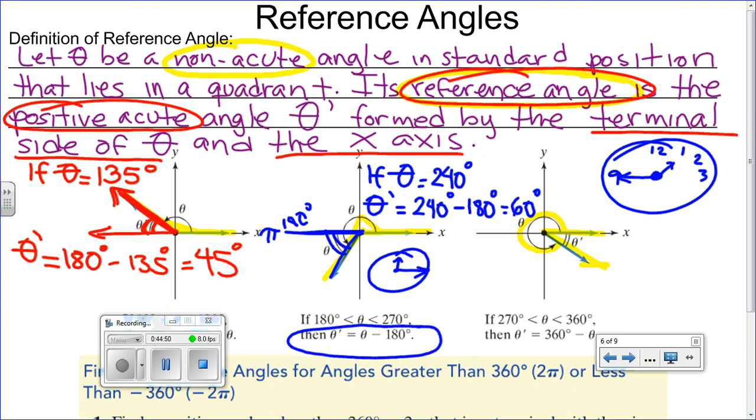Okay, the very last one. If I tell you theta is 330, find theta prime. Don't say it out loud.